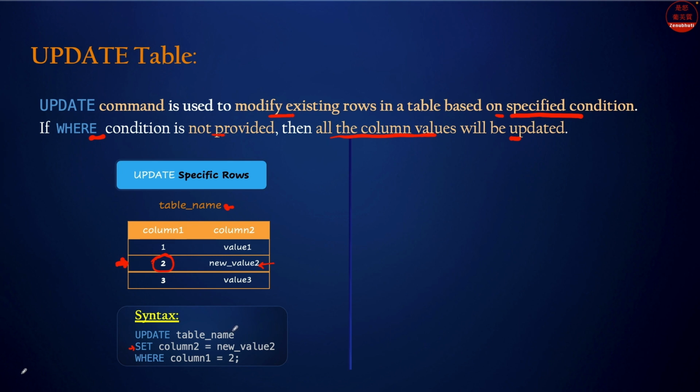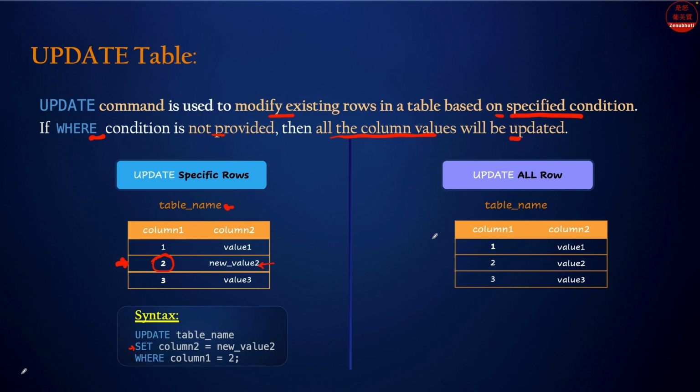I hope this is clear to you. When you are saying set, you are trying to update the value of column 2 with whatever the value is. Here it is new value 2, and your condition is telling which value: column 1 whose value is equal to 2.